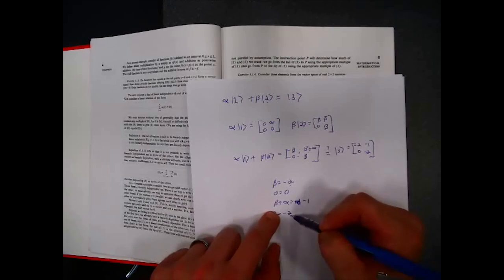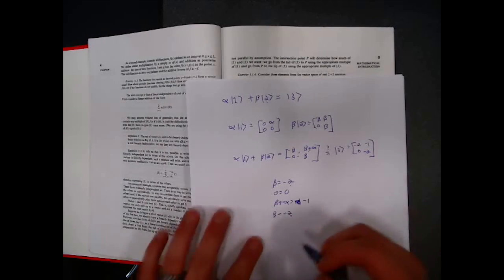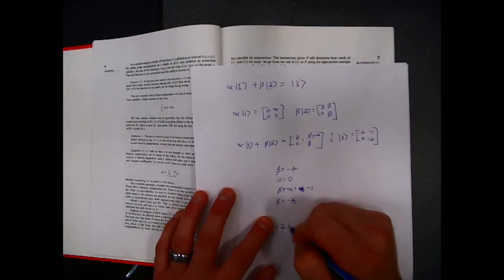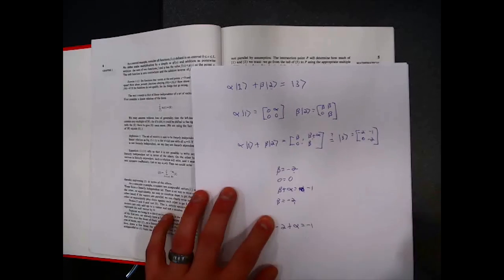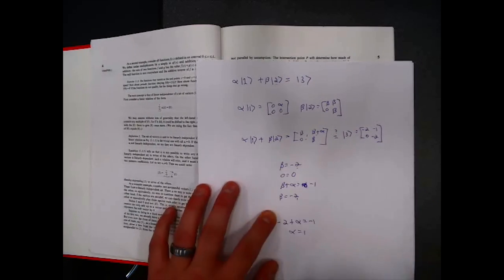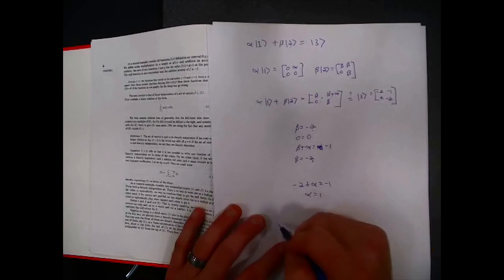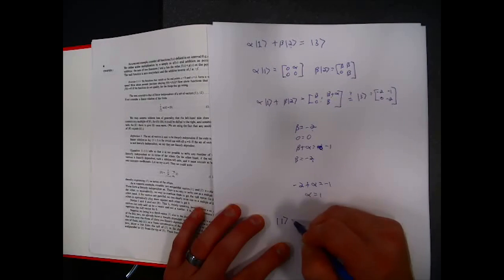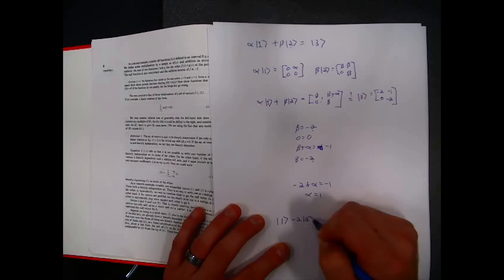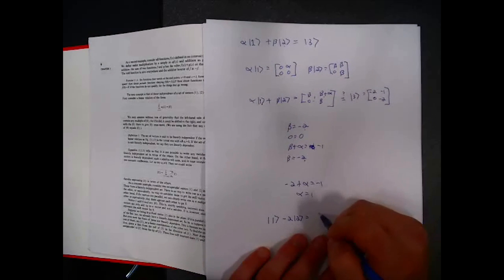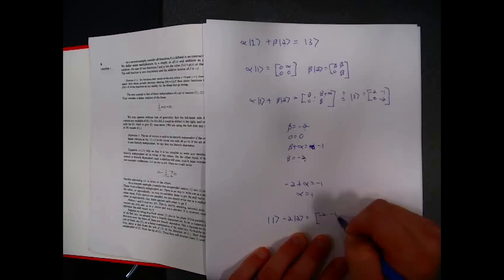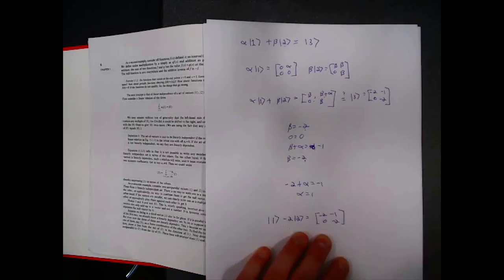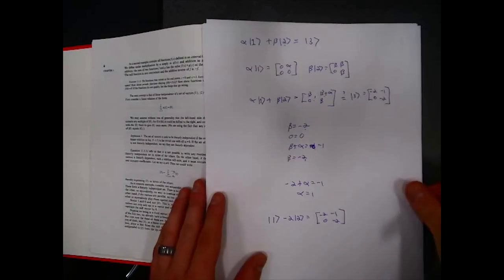Beta minus 2, beta minus 2, check. We can plug beta minus 2 into there. And we get minus 2 plus alpha equals minus 1. So alpha is equal to 1. So if we add vector 1 minus beta, so minus 2 vector 2, we do in fact get vector 3. Or in other words, they are linearly dependent. Okay. Let's take a look at the next exercise.